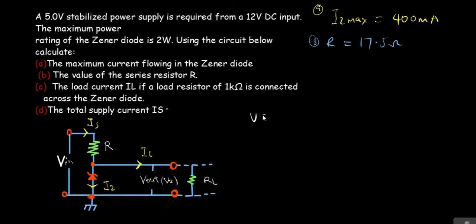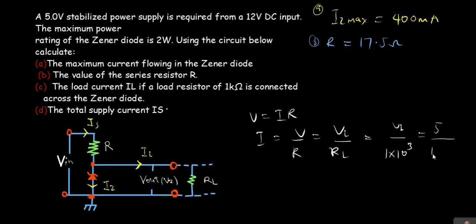Okay, so you know that voltage equals current times resistance here. So current will be equal to voltage over resistance. In this case, that will be VL over RL. RL has been given to us to be 1 kilo ohm here. So that will be VL divided by 1 times 10 to the power 3. That's kilo. Now we need VL. We know that VL is the voltage across the load and the same as the voltage across the Zener diode. In this case, we've been given the voltage across the load to be 5.0 volts. So that will be equal to 5 over 1 times 10 to the power 3.